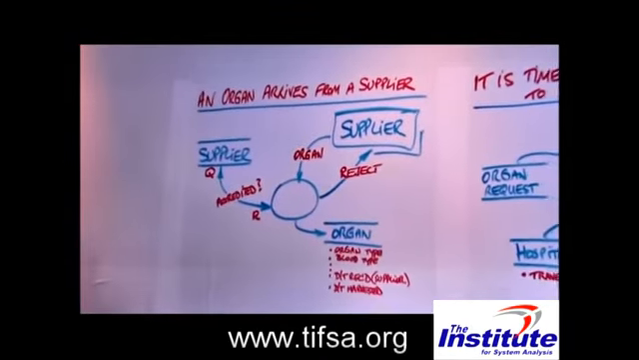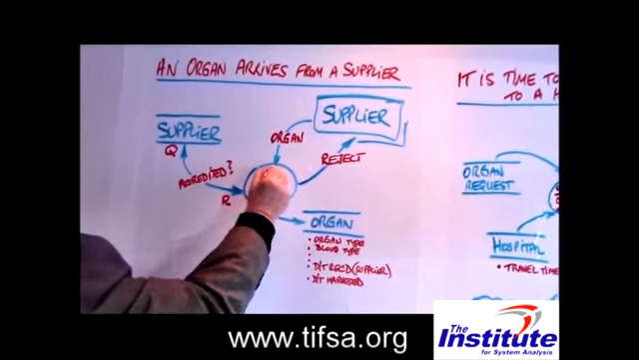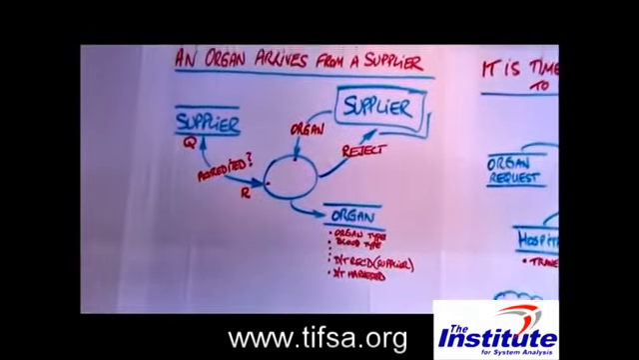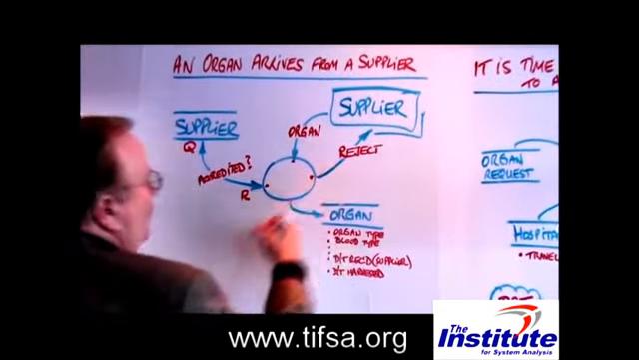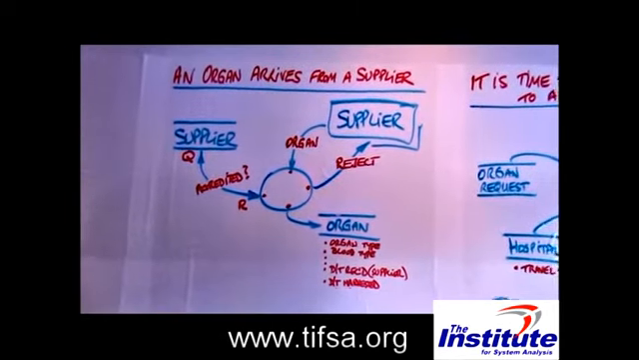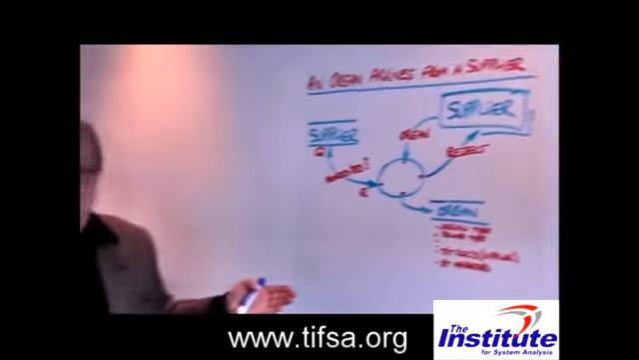The narrative would be receive the organ from the supplier. Determine if the supplier is accredited or not. If they're not accredited, reject the organ. If they are accredited, accept the organ and keep track of it. That's all there is to the narrative. We can write it up pretty well the way I said it.